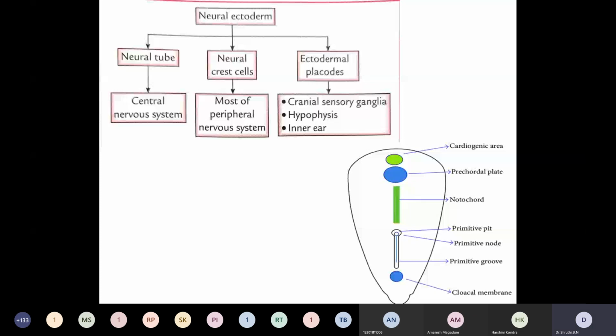We all have studied about this neural tube, notochord, right? Just recapitulate your memory of this development of neural tube and notochord, which we have studied in the general embryology, that the surface ectoderm in the center, it divides, it proliferates and then forms the neuroectoderm.